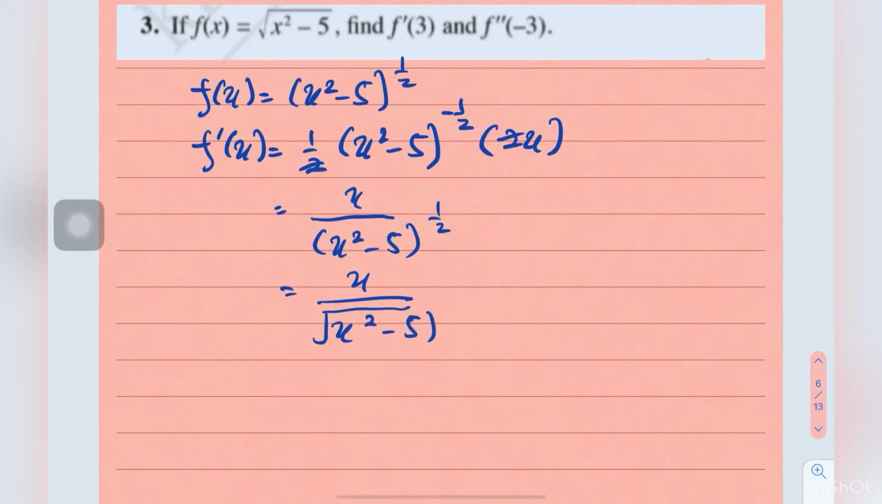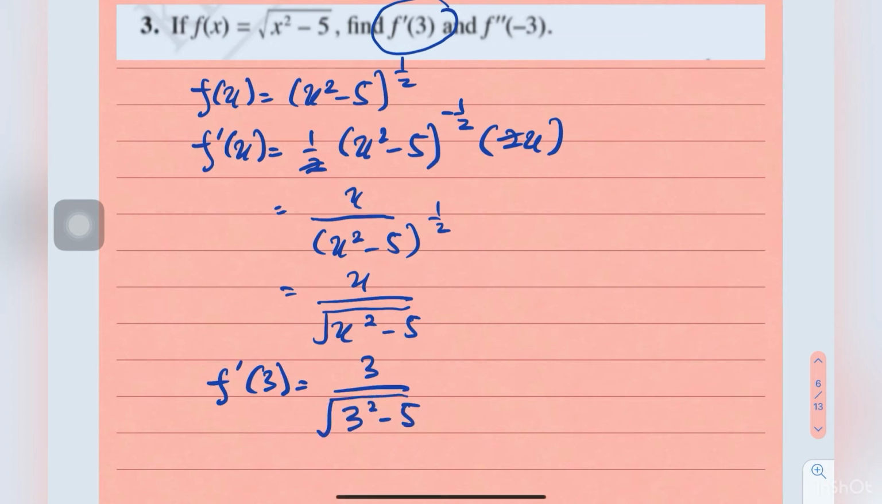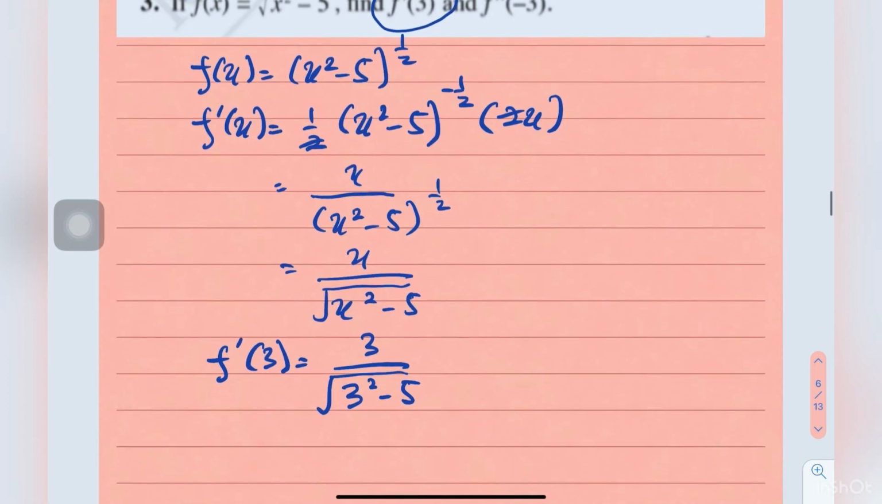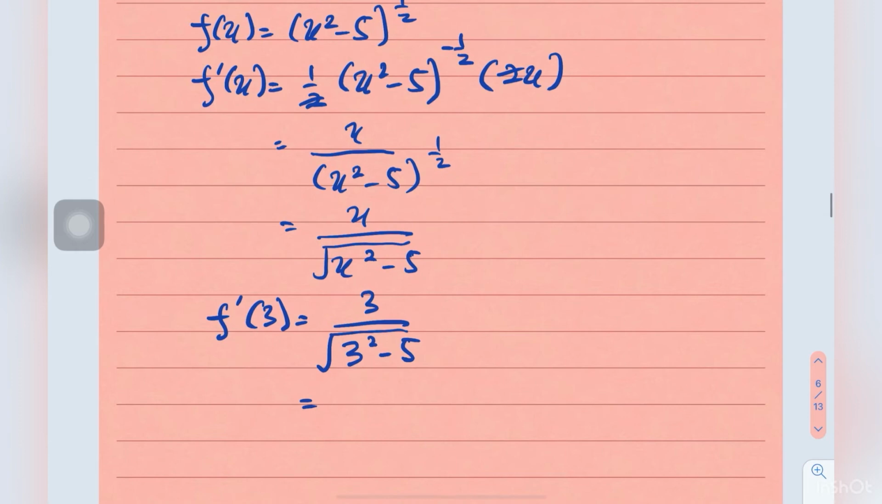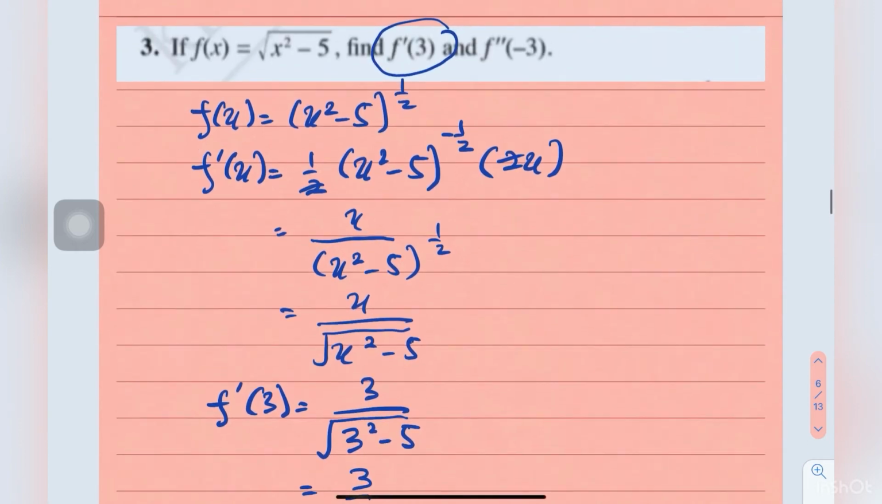The question asks you to find f prime 3. So substitute x equals 3. F prime 3 equals 3 over the square root of 3 squared minus 5. 3 squared is 9, 9 minus 5 is 4, square root of 4 is 2. So the answer is 3 over 2. This is the value of f prime 3.